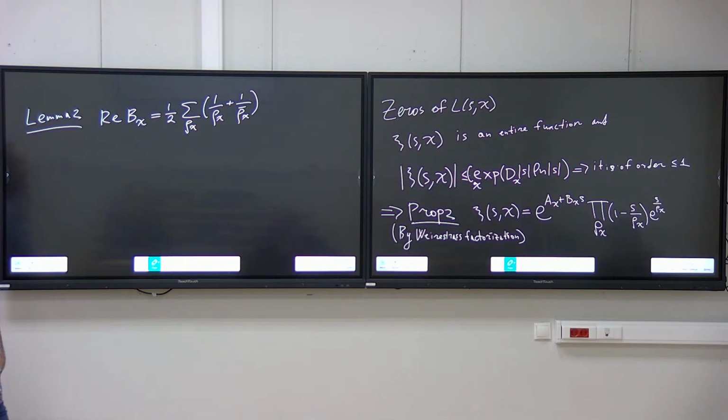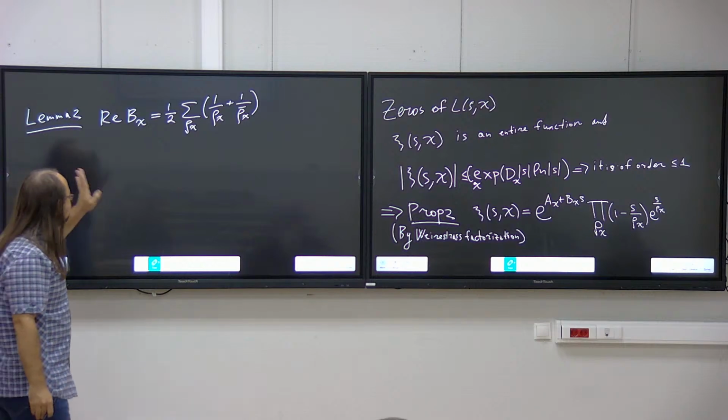One can check that this sum is actually convergent, but it's okay, it will follow from the factorization.